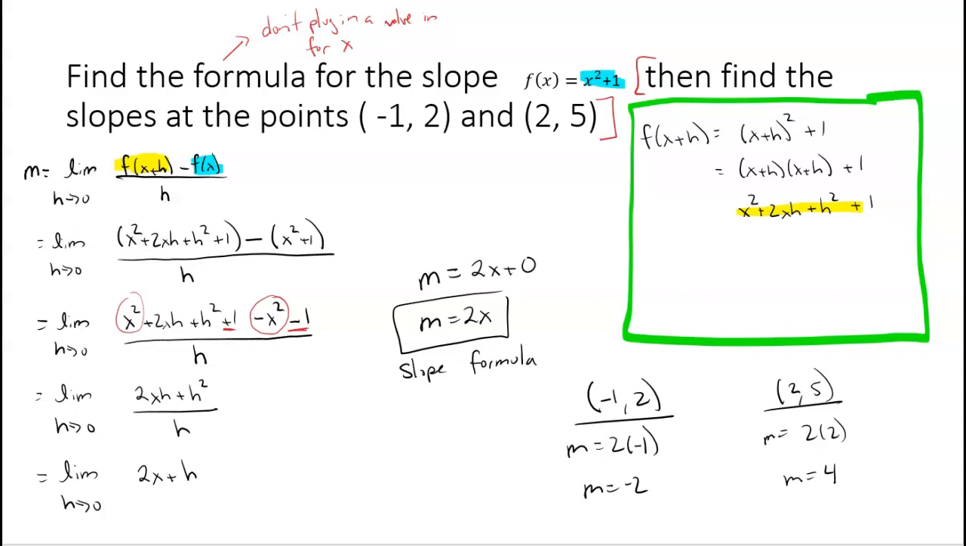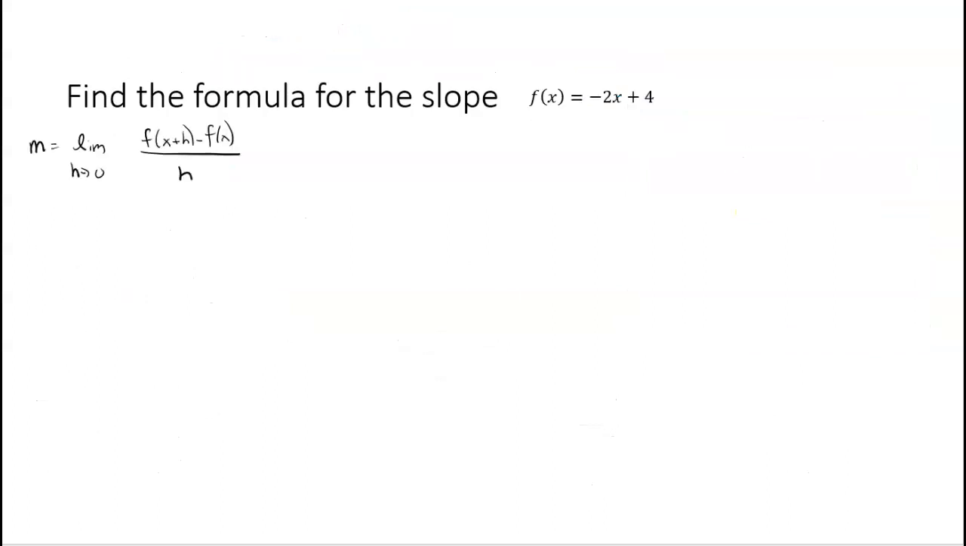All right. So last but not least, let's try one more example. So find the formula for the slope of the function f of x is equal to -2x plus 4. And again, try pausing the video and unpausing when you've found your slope. Okay, so hopefully, if you unpause the video, you want to know what your answer is. So if you found your slope formula, the formula should be m is equal to -2, and that's it.